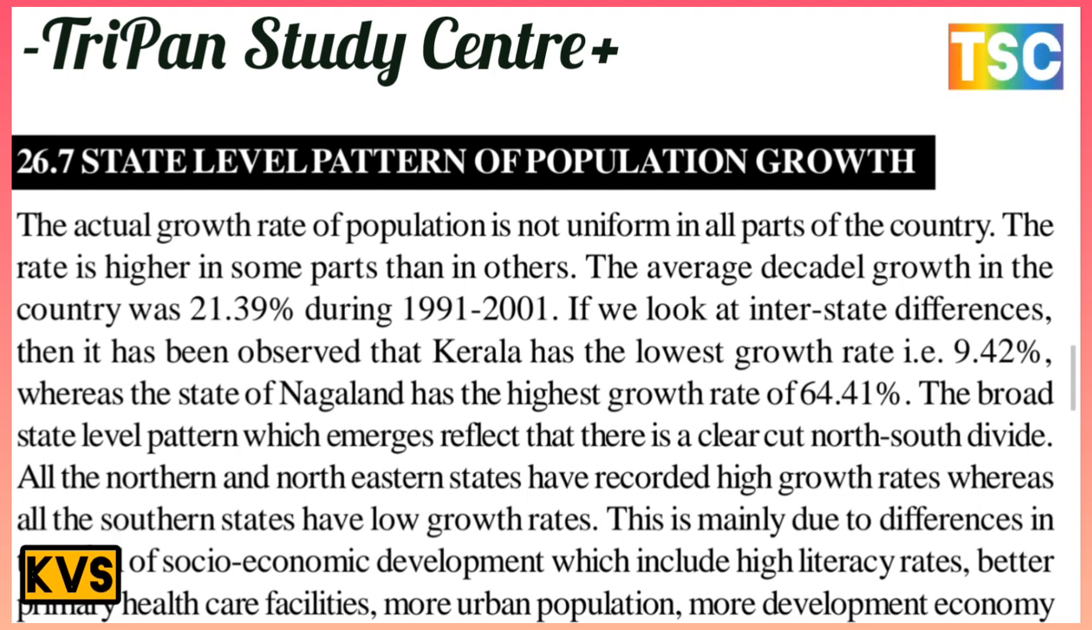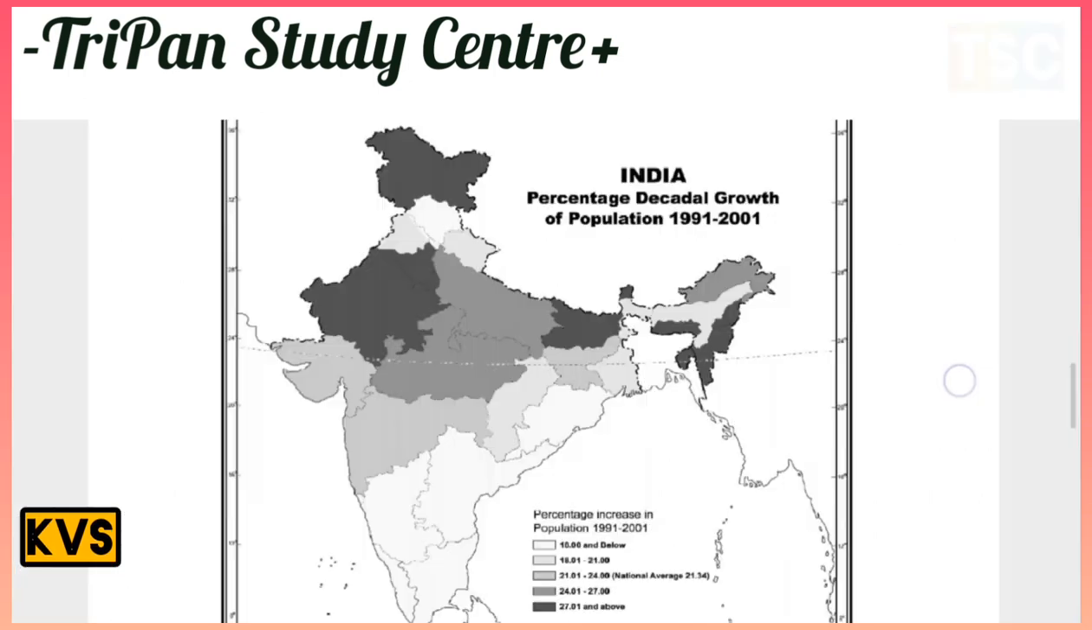This is mainly due to differences in the level of socio-economic development, which includes a high literacy rate, better primary health care facilities, more urban population and more developed economies. There is an important point here: the higher the literacy rate, the better the primary health care facilities, the more urban population and the more developed the economy.